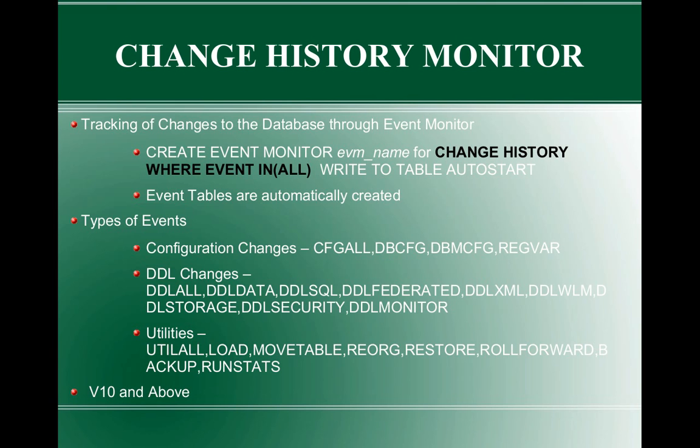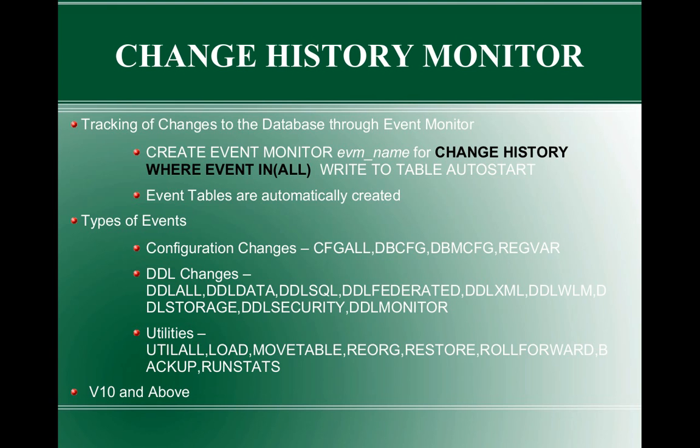Okay, and write to table, so there is no write to file, it's going to write to a table, so you don't need to format the event monitor output. Direct SQL based output is there, which is very flexible and powerful for computing. And the change history where event in all, that is the clause that makes the difference for this event monitor. It tells the event monitor to track the changes and keep them in a history table. Now what kind of events? We have declared event in all, which means all events. But when I say all, it's not a universal all. There are some types of events this event monitor will capture.